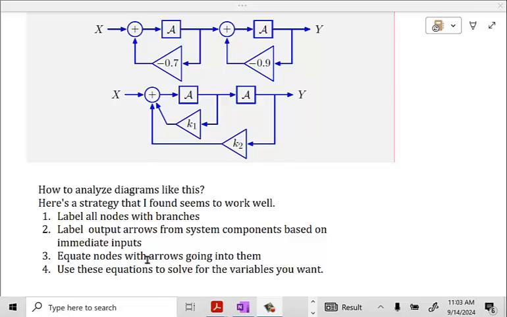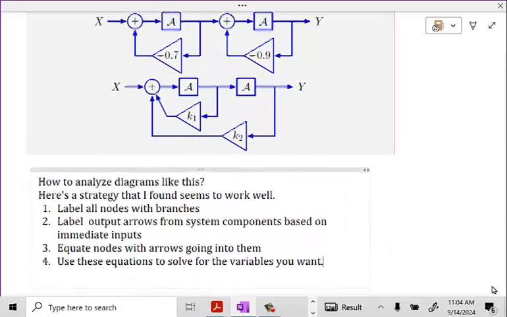Okay. Number three, equate nodes with arrows going into them. Eventually, I will label this the output arrow from A. But by that time, I'll also have a label for this node. Then I equate those two expressions, and that will give me an equation. And then use these equations to solve for the variables you want. So when I get the unknowns, I'm going to get more than one equation, but I can eliminate the variables I don't need. Okay. So let's go ahead and do both of these examples using this method and see if that's helpful for you.